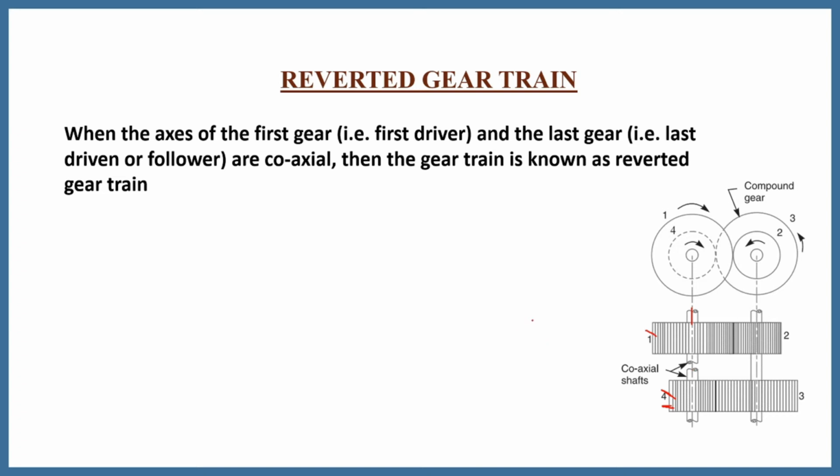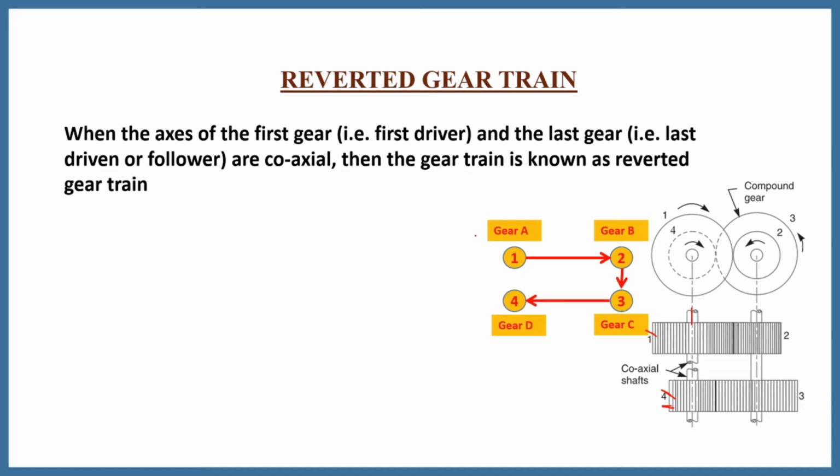Such types of gear trains are called reverted gear trains. If you want a very high reduction in speed in a very compact space, for such applications we need to use the reverted gear train. In our wristwatches, for such compact applications, we use the reverted gear train. In this case, from gear A, motion is given to B, from B to C, and from C to D, just like this, 1 to 2, 2 to 3, and 3 to 4. Again, in this case, 2 and 3 are the compound gears.